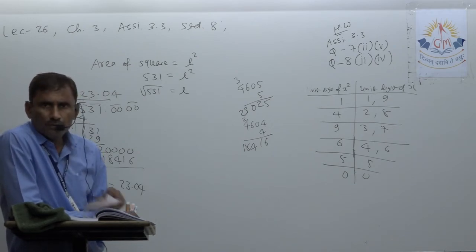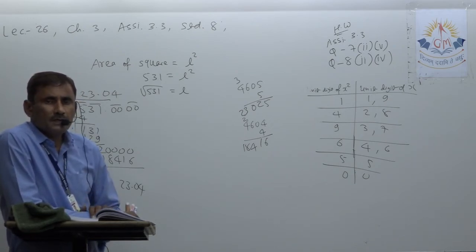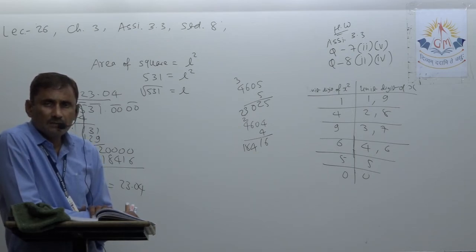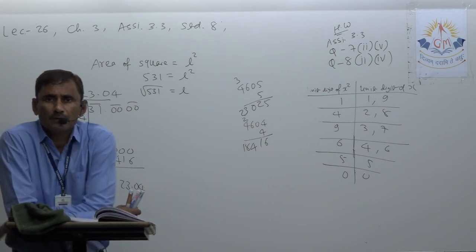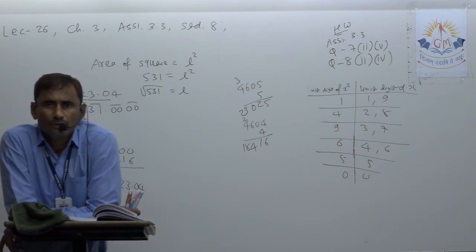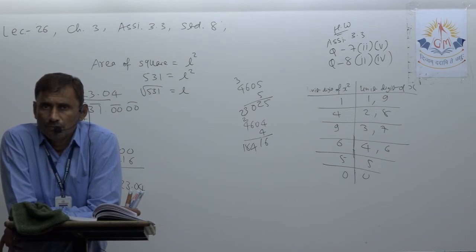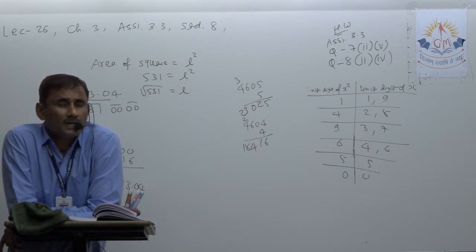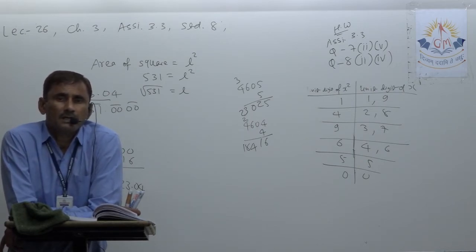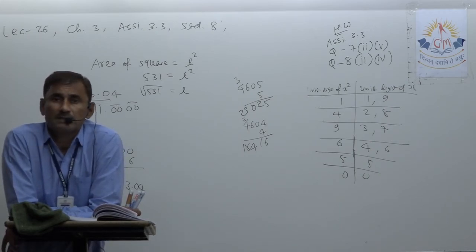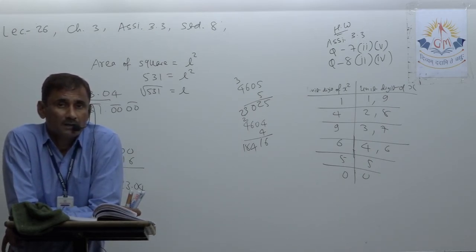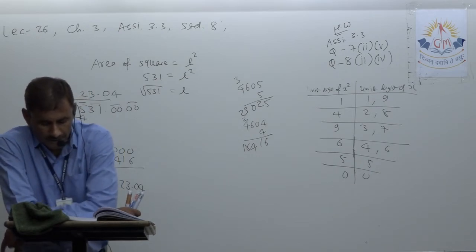Cube means you know the multiplication of the same number by itself 3 times, that is called cube. So if I multiply 2 multiply 2 multiply 2, then it is the cube of 2. Okay, so the cube of 2 will be 8. If I multiply 3 times, 3 multiply 3 multiply 3, 27. So 27 is the cube of 3. Okay, so that is the way.